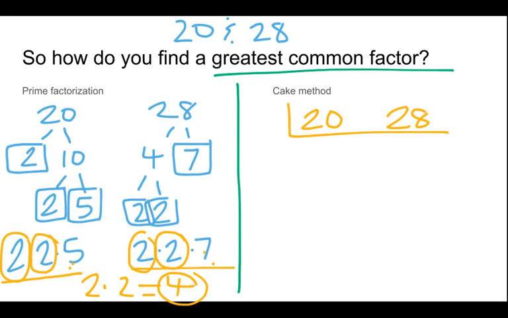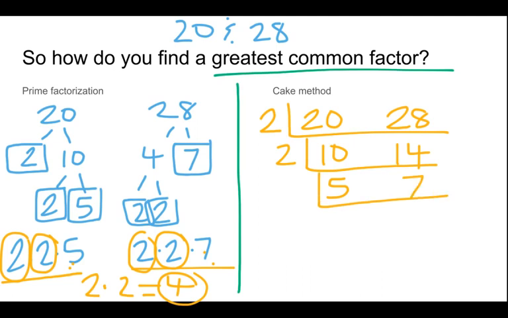Well, they're both even, so I could divide out a 2. So I put 2 out front, and then I just do 20 divided by 2 is 10, and 28 divided by 2 is 14. And then now I have 2 new numbers, 10 and 14, and I do the same thing. You can see I take out a 2. 10 divided by 2 is 5, 14 divided by 2 is 7.